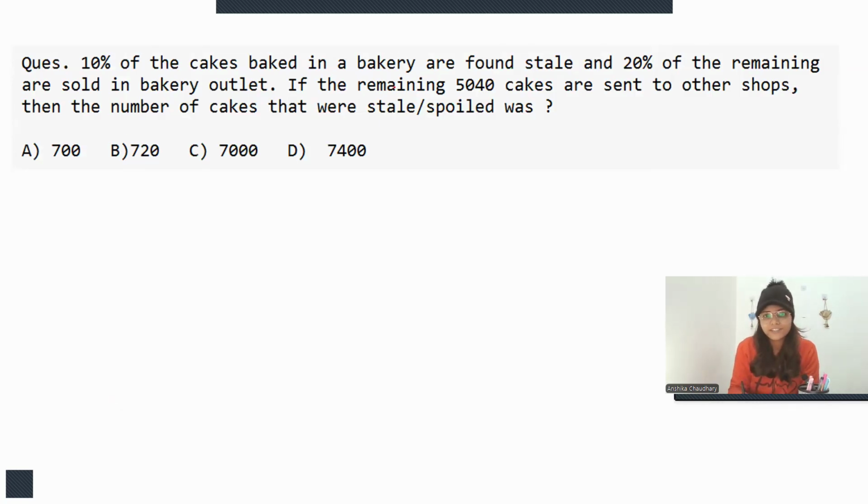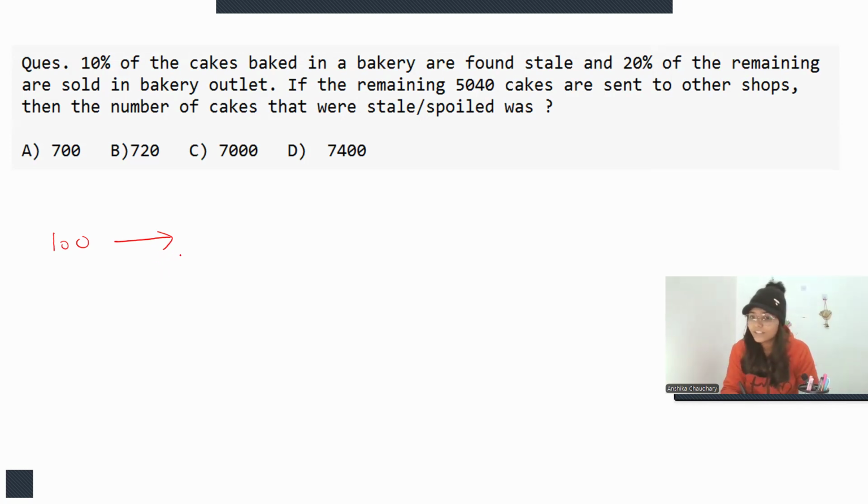So 10% of the cakes baked in a bakery are found stale, and 20% of the remaining are sold in the bakery outlet. So let's consider that we have only 100 cakes, right? Because 100 is the best number while you are solving percentage questions, right? So total we have 100 cakes. What is the 10% of the cakes? Of 100, 10% will be 10 only.